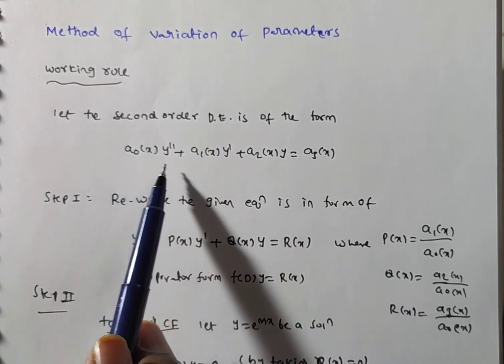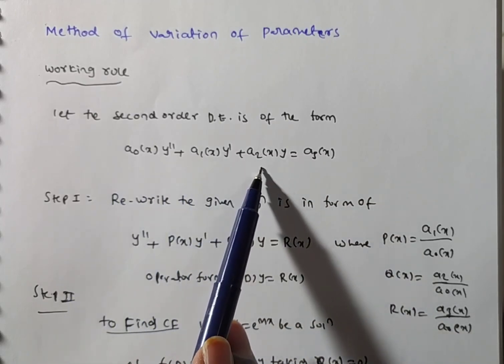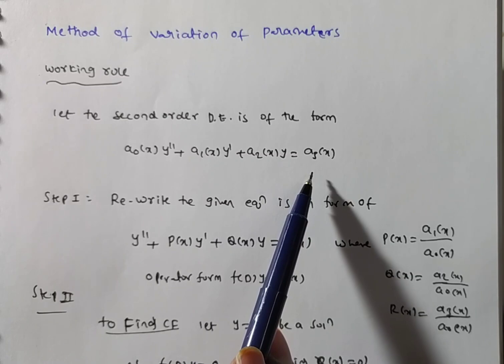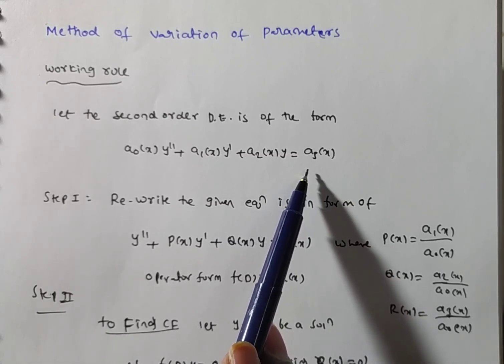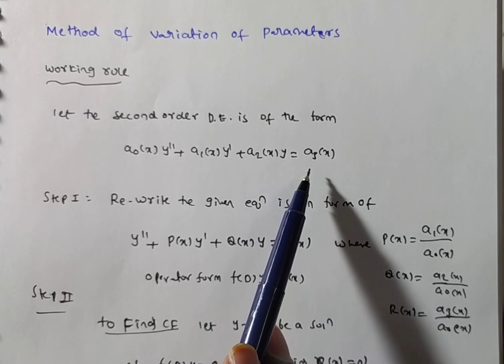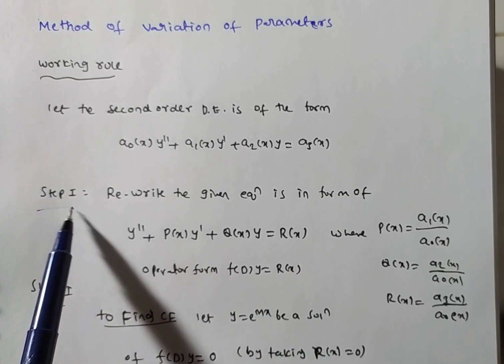The second order linear differential equation is in this form, where a0 of x, a1 of x, a2 of x, a3 of x are either constants or variables. So this method of variation of parameters we can apply for linear differential equations with constant coefficients, or Cauchy-Euler also. Is it clear for everyone? Right. Now how to solve? There are three steps.